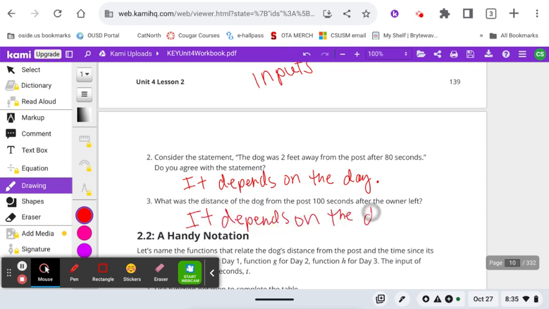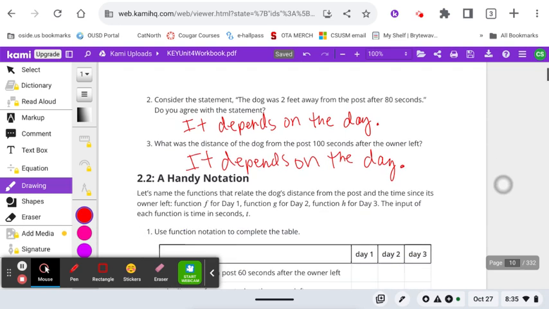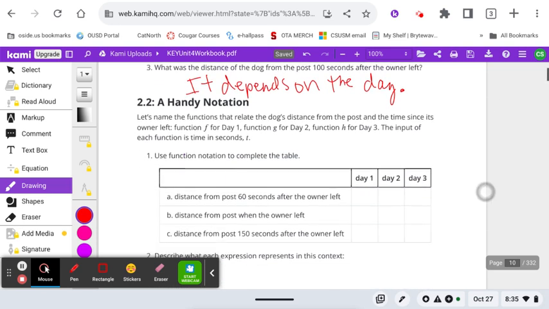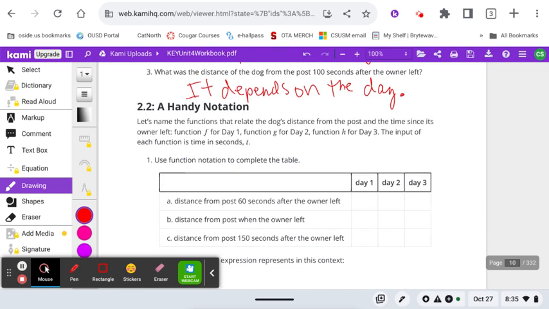So at this point, we realize that when there's a day 1, a day 2, and a day 3, it would be helpful to have a name for each of those functions so that I know which one I'm answering about. So this whole section is about why function notation is important for us to be able to refer to specific things in answering the questions.